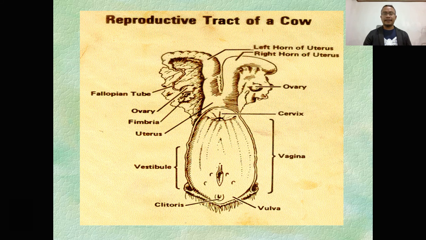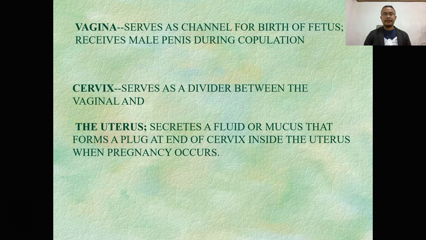So as illustrated, this is the vulva and inside is the vagina. So do not misinterpret the vulva as the vagina. Okay, the cervix is a divider between the vagina and the uterus.